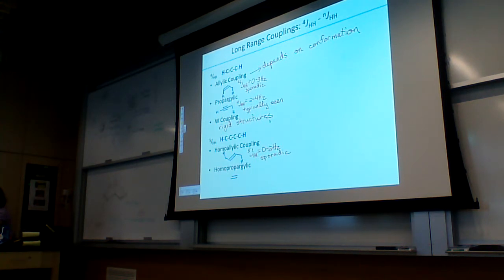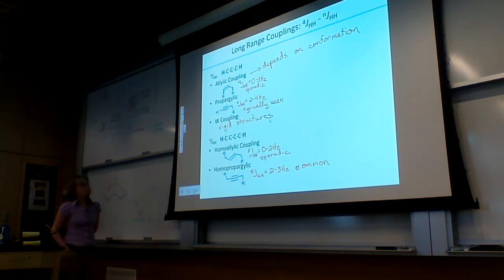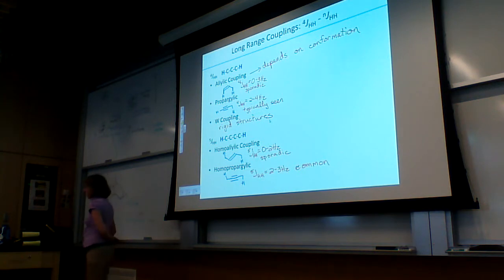Homopropargylic has two hydrogens on a carbon on either side of the alkyne, and in this case our J5 value is 2 to 3 hertz, and this one is more common than the homoallylic. We have 4 different sets.